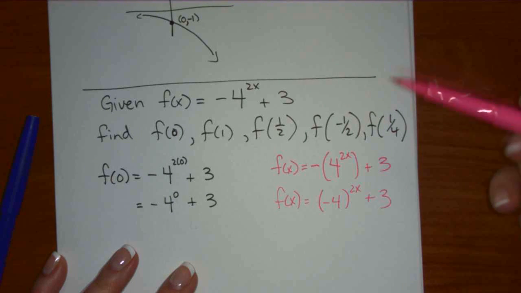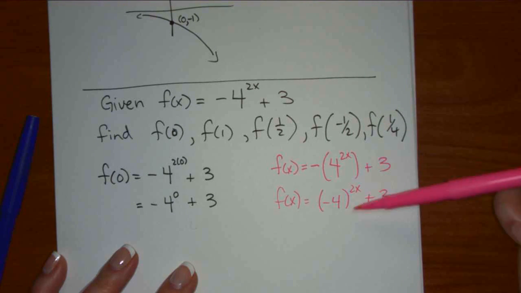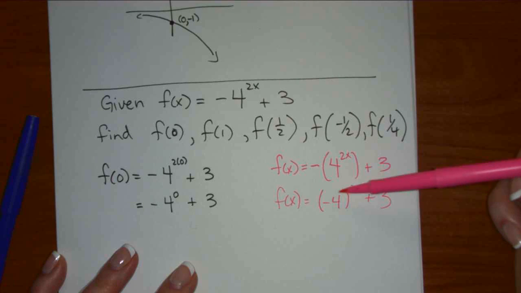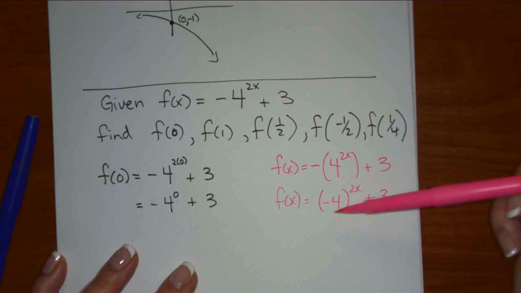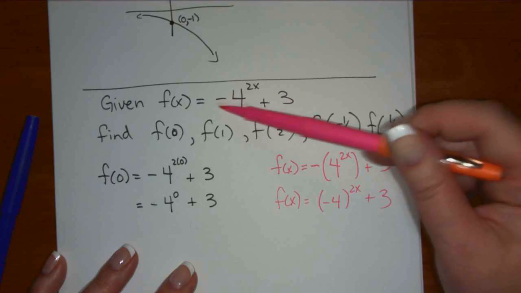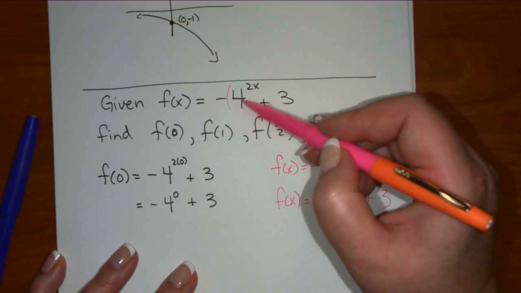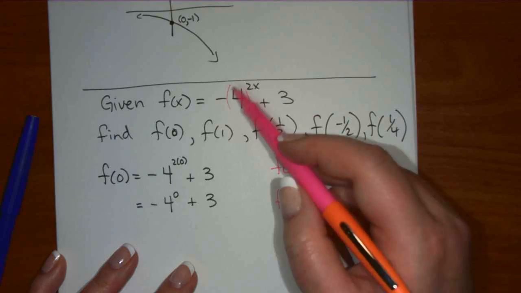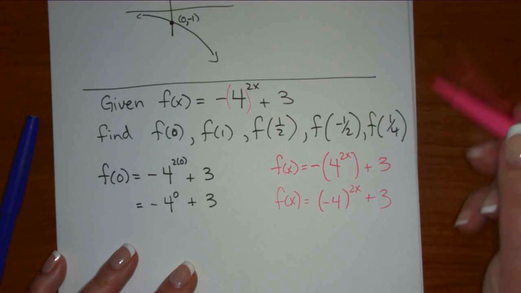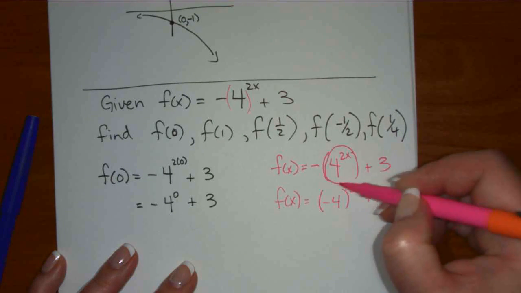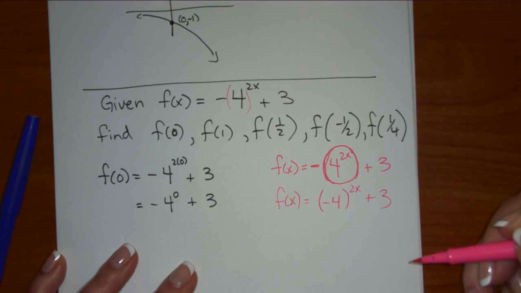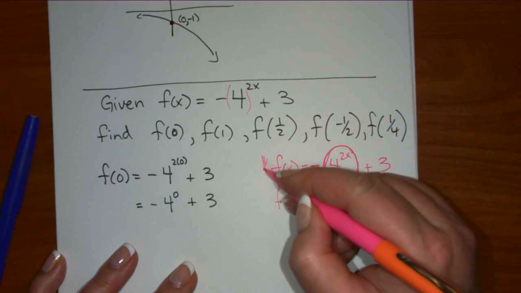How do you know the difference? This one would have to have a bracket to say that that 2x applies to the negative sign, and this does not have a bracket. If it does not have a bracket, that means just the 4 is to the power 2x, not the negative. So it's more like this. You would evaluate this first and then put a negative in front. Okay, this is, and this is not.